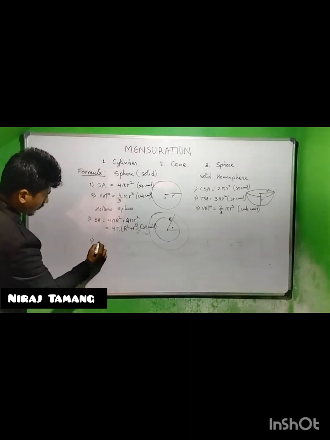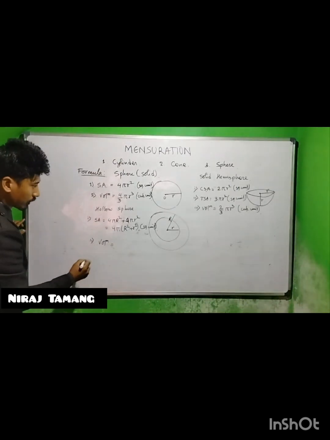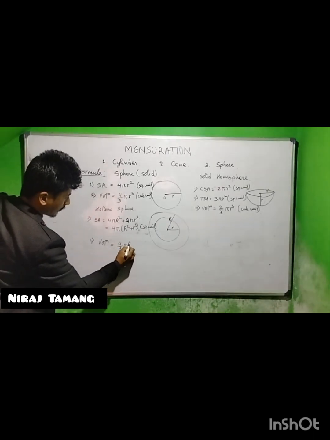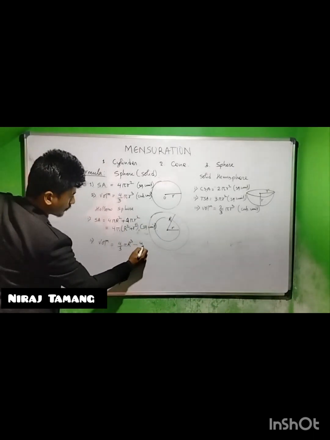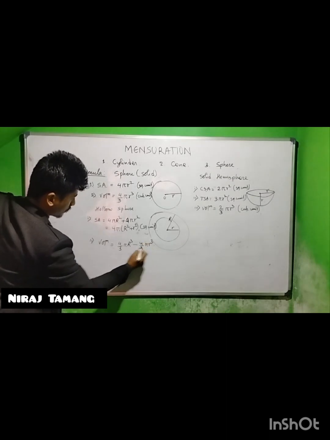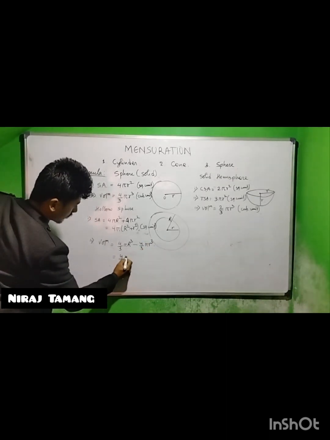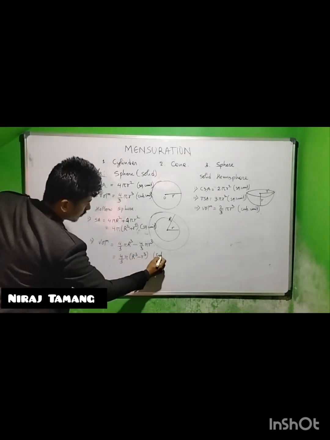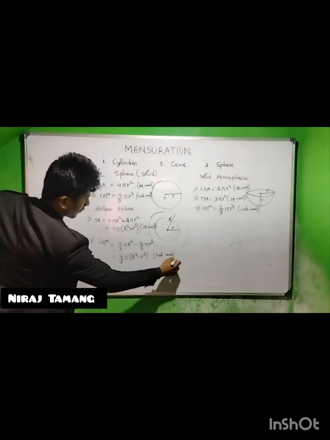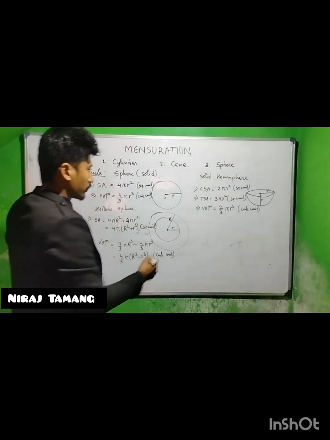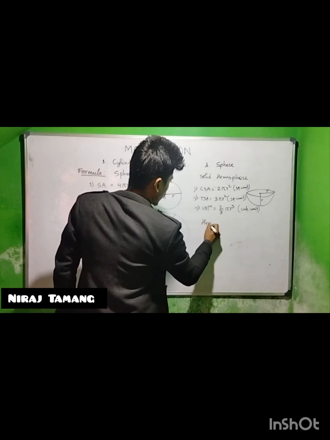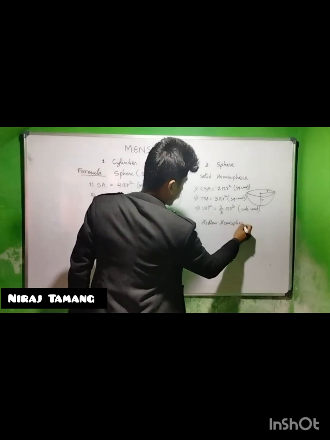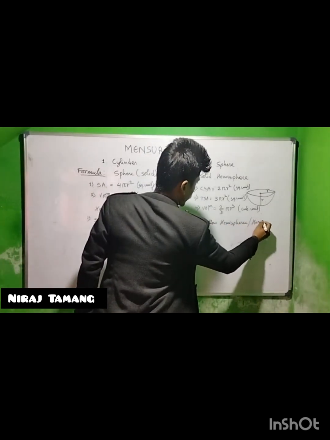Number 2 is its volume. Volume will be the outer volume, the bigger volume, 4 by 3 pi capital R cube, minus the inner volume, that is 4 by 3 pi small r cube. So collectively we can write 4 by 3 pi (capital R cube minus small r cube) and its unit will be cubic unit. Alright, let's go to the hollow hemisphere, that is the hemispherical bowl. We can write hemispherical bowl also.